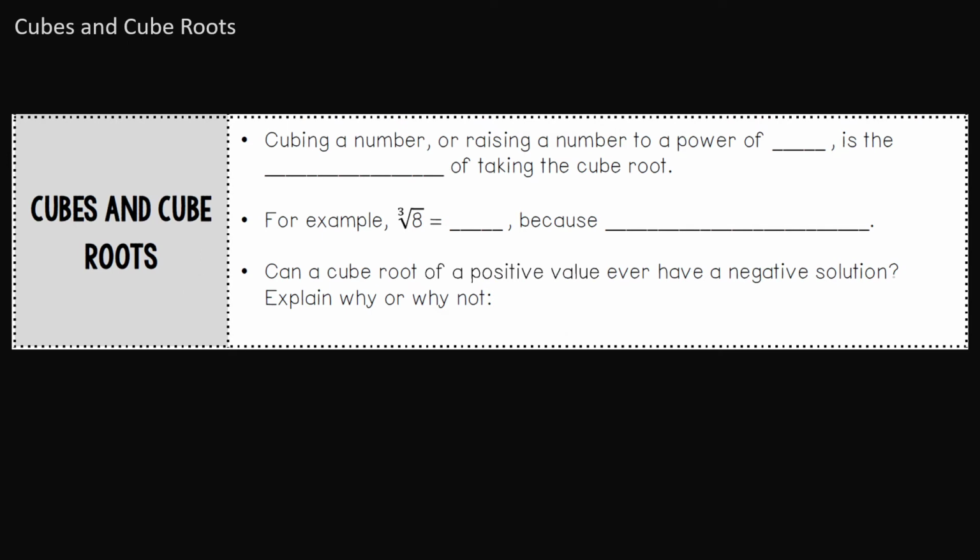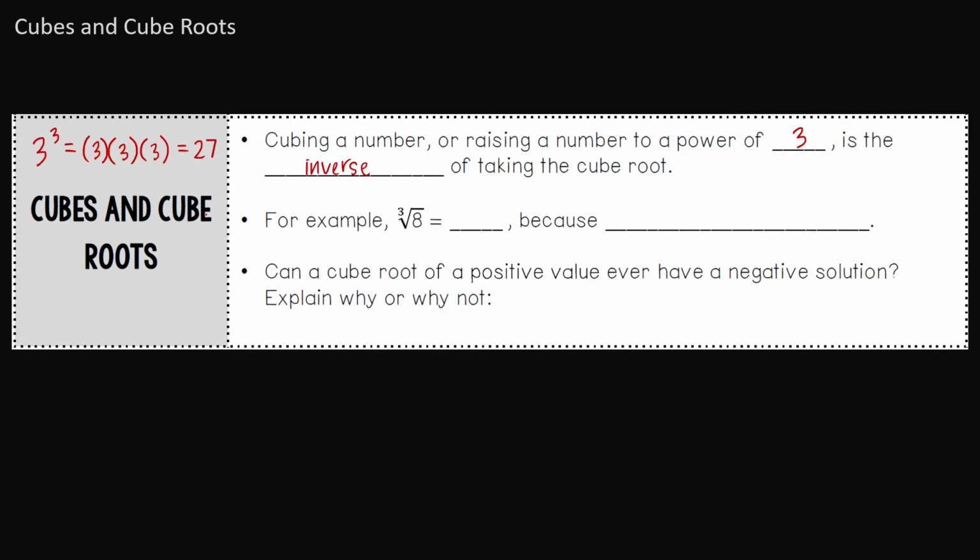Now let's quickly talk about cubes and cube roots. Cubing a number, or raising a number to a power of 3, is the inverse of taking the cube root. Before we go further, let's talk about what cubing a number means. Let's say we have 3 to the power of 3. This just means 3 times itself 3 times. And 3 times 3 times 3 would be 27.